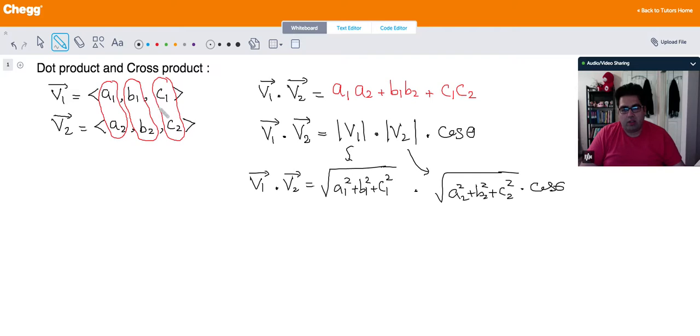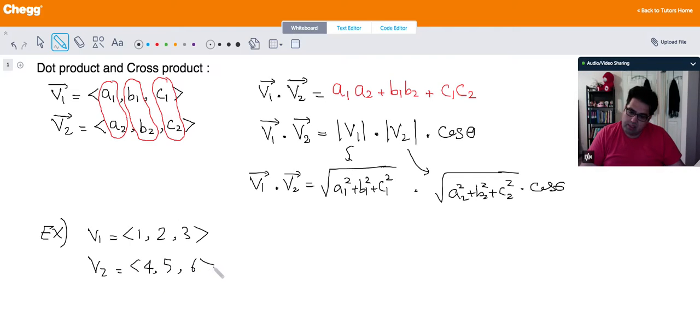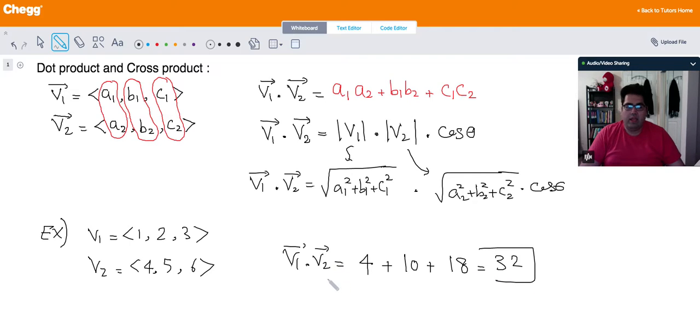Sometimes the vectors are not given by themselves, they're giving you the magnitudes and the angle between them, and they ask you to find the dot product. So you use this formula to do that. If I want to do an example, let's say v1 is 1, 2, 3, and v2 is 4, 5, 6. And I want to find v1 dot v2. So that's basically 1 times 4, which is 4, 2 times 5, that's 10, 3 times 6 is 18. So that's going to give me 32, and that's the dot product between v1 and v2.